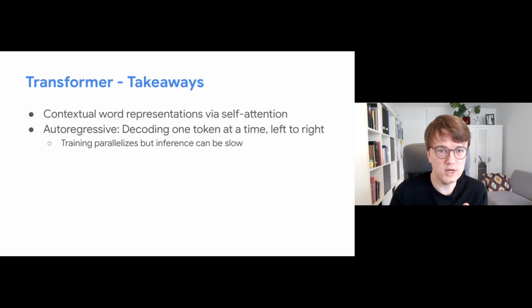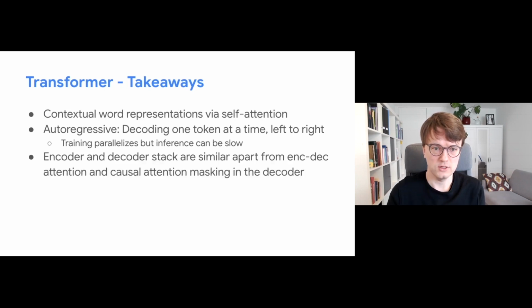One nice thing about the transformer is that the training still parallelizes very nicely, in contrast to the RNN-based models, but during inference, you still have to predict the output words one token at a time, because you condition the future predictions on what you predicted previously. So that's why the inference can still be slow. Encoder and decoder stacks are similar apart from this encoder-decoder attention and the causal attention masking in the decoder. And finally, there's the quadratic complexity caused by the self-attention.